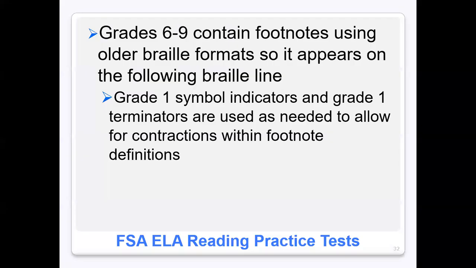Okay. All right, so next, with grades 6 to 9, they contain footnotes. And we chose to use the older Braille formats so that the footnote appears on the following Braille line, instead of having to find where the end of the page is, whether the end of the page is on the same page, the next page, or 3 pages later. We really strongly felt this is a test, there's only so much time. It would be a lot easier for the Braille reader to just have the footnote right on the next line.